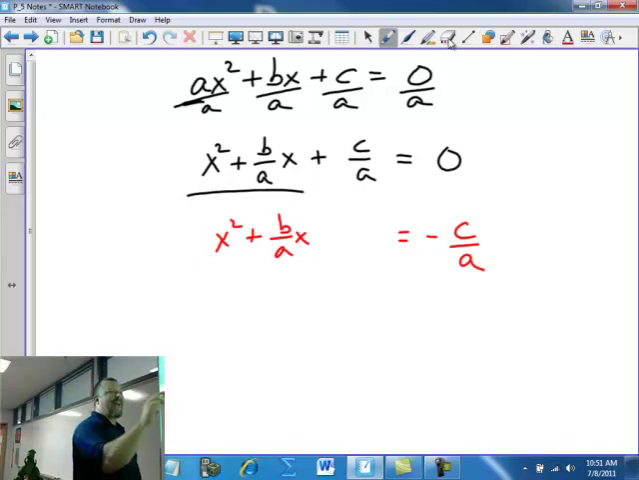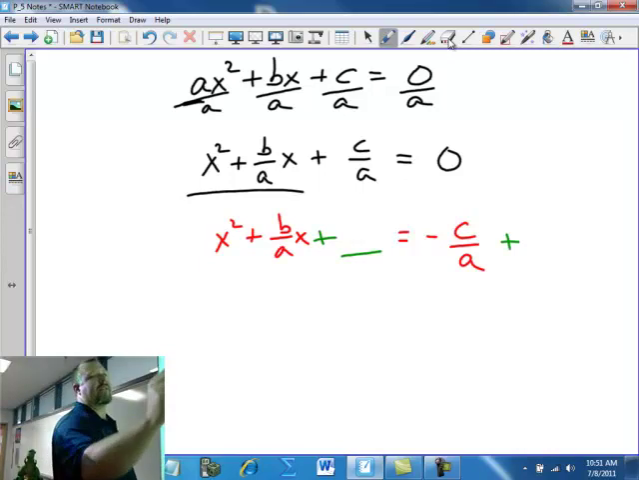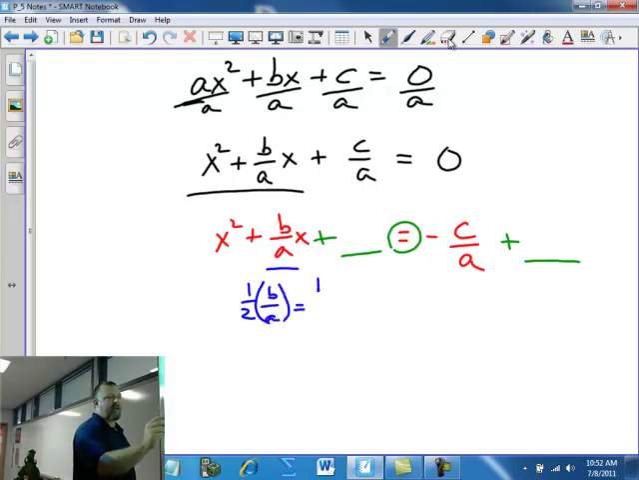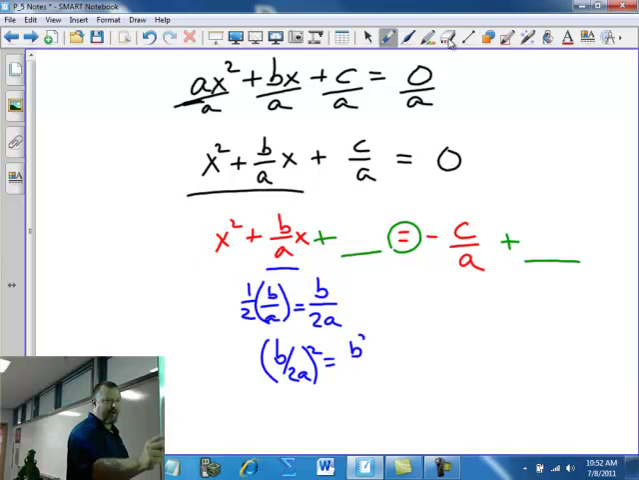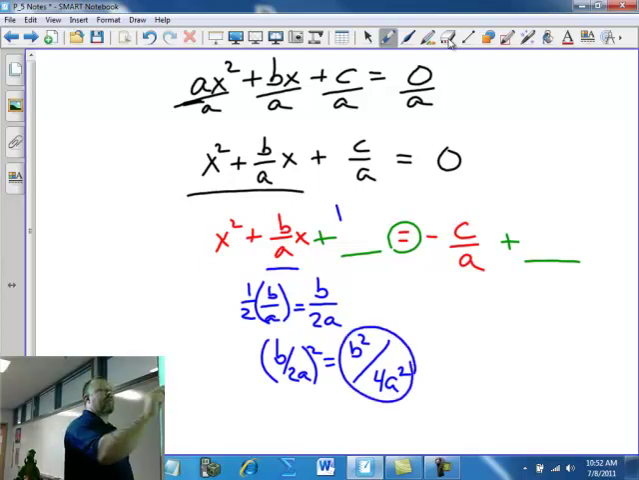And what I'm going to do now is add something to this side to complete my square. But if I add something to that side, I have to add something to the other side because there's an equation here. So how do I figure out what to add? Well, I simply use the process of completing the square. I'm going to take half of that term, b over a, and I'm going to get b over 2a. And then I'm going to square it, and I'm going to get b squared over 4a squared. I'm going to square the 2 and the a. So that is what I'm going to end up adding to both this side and the other.